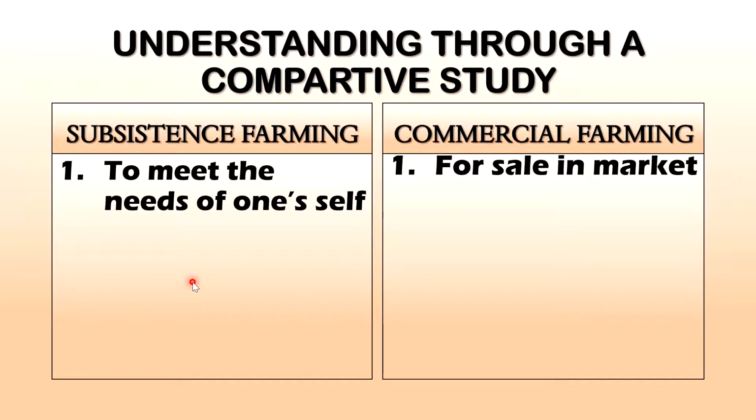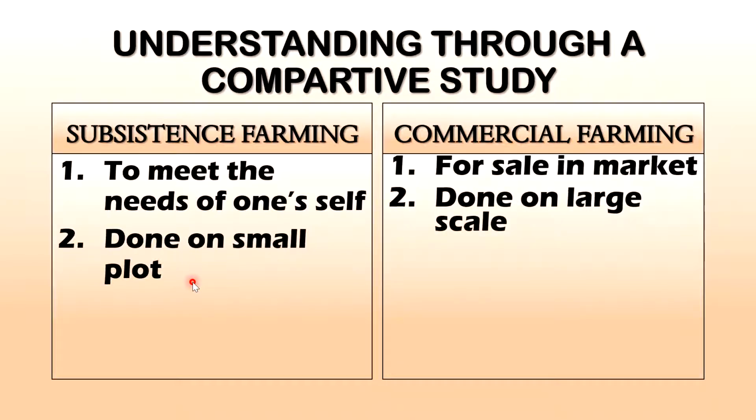Let's know what I mean. First of all, subsistence farming is to meet the needs of oneself. It's not done for trade. Commercial farming is for sale, for trade in market, right? So if we have to just meet the needs of ourselves, why do we need to do it on a large plot? We are going to do it on a small scale only, whereas commercial farming is for sale in market, so it is done on a large scale.